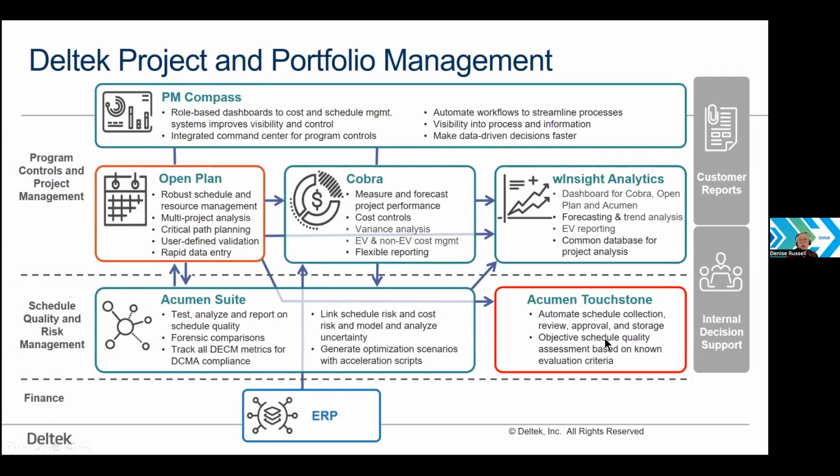There are different tools for cost management, historical analytics, workflows, and dashboarding, and then the Acumen suite, which a lot of folks on this call may be familiar with, which looks at schedule health and schedule risk analysis. OpenPlan has out-of-the-box integrations with P6 and Microsoft Project, which will be the basis of the integrations that we're looking at today, which is really how you can gather different files in different tools together. And then again, Acumen Touchstone also integrates out of the box with P6 and with Microsoft Project as well.